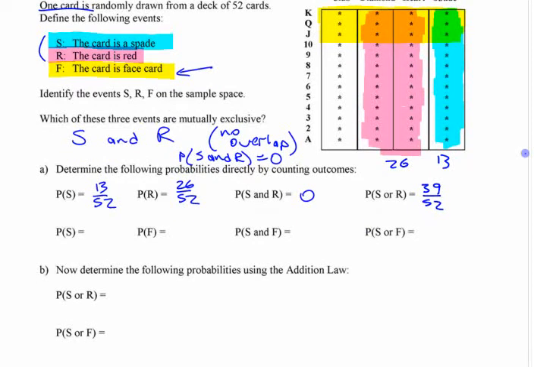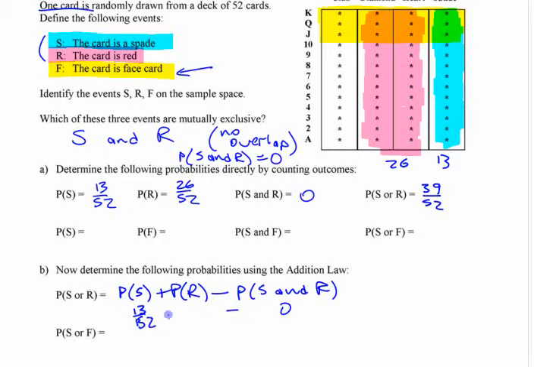The connection you're making is how that ties into the addition law, right? If you use the addition law and say, if I want to determine the probability of S or R, I can take the probability of S plus the probability of R minus the probability of S and R. And in this case, since they're mutually exclusive, that's 0. This is 13 out of 52. This is 26 out of 52. Minus 0, right? And you get that number that relates up here, 39 out of 52.